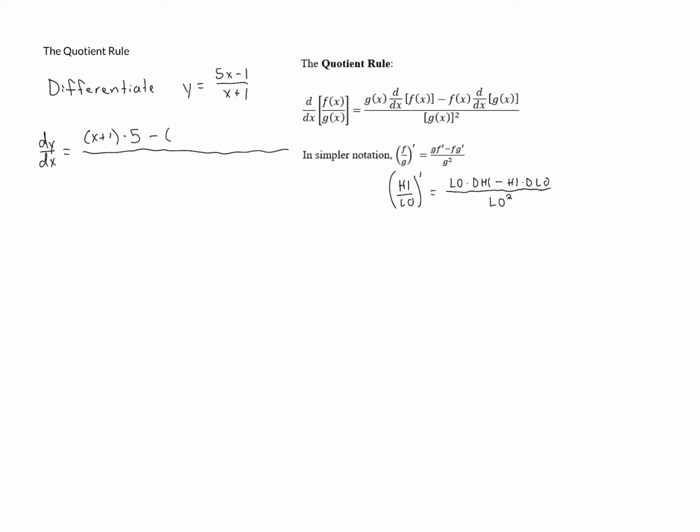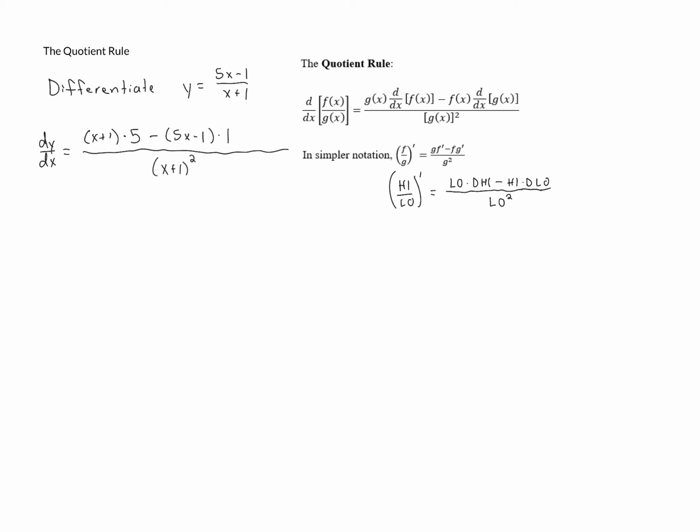The high function is 5x minus 1, and then times the derivative of the lower function, that's d low. The derivative of x plus 1 is just 1, because the derivative of x is 1, and 1 is a constant. And then this is all over low squared, so we're always going to have to take the denominator and square it in the bottom.